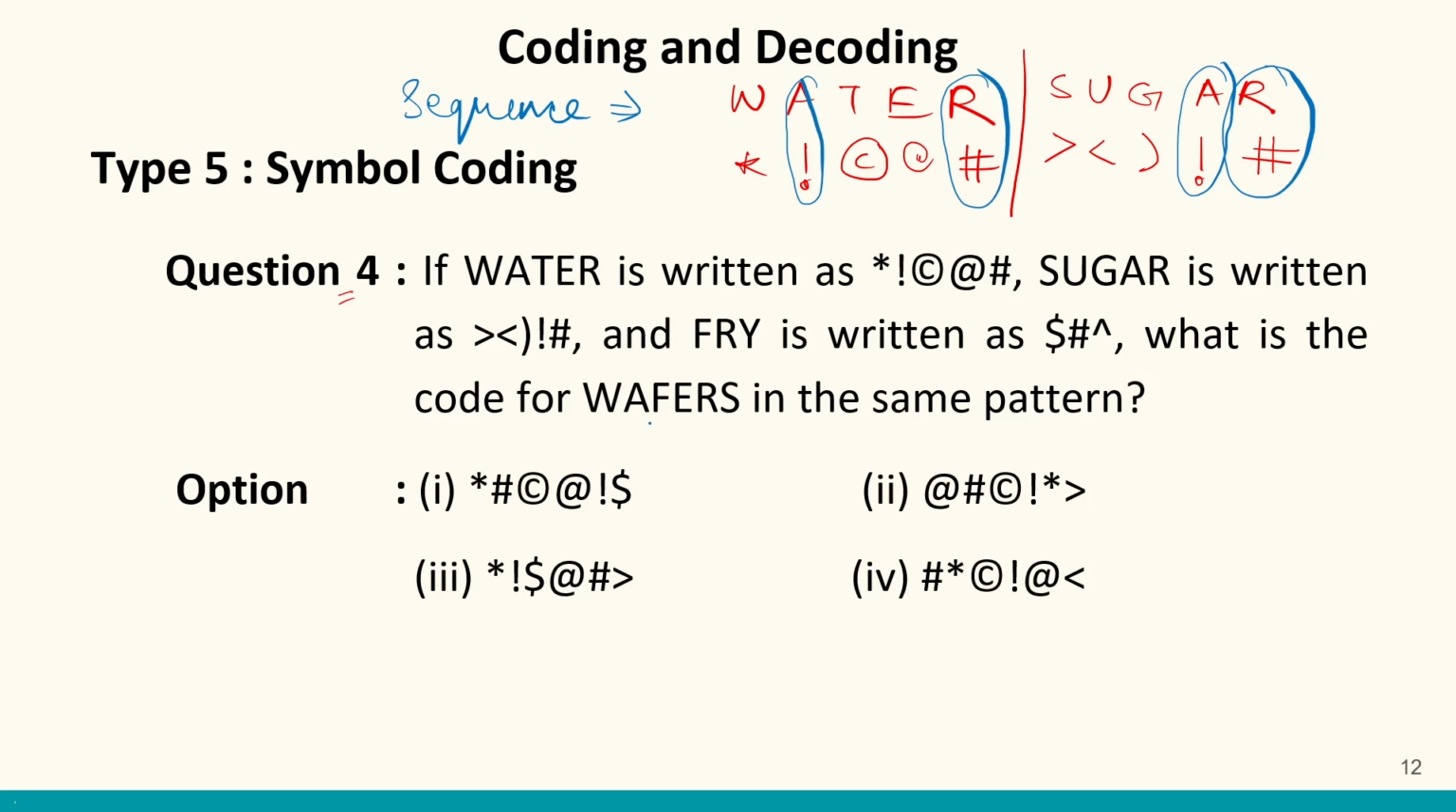So to find the code for wafers, we have to find the code for W, which is this. For A, which is this. For F, we can find from here, $. E is given here.